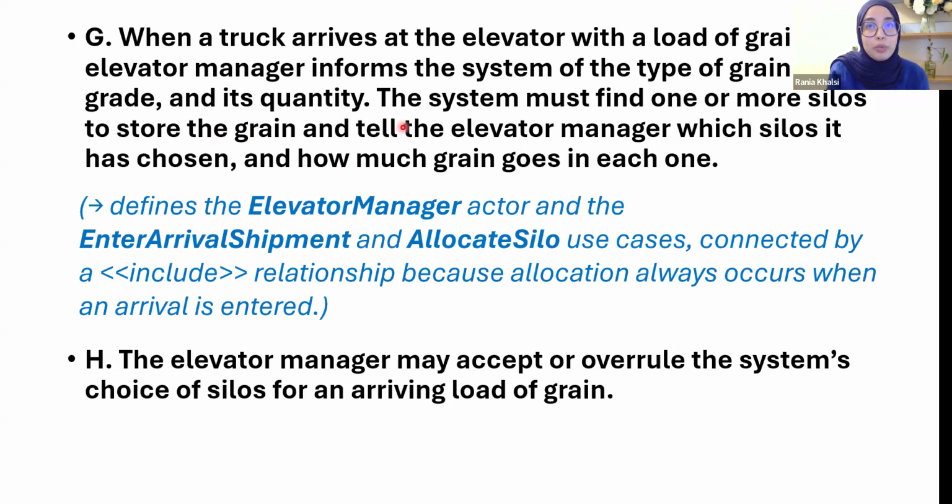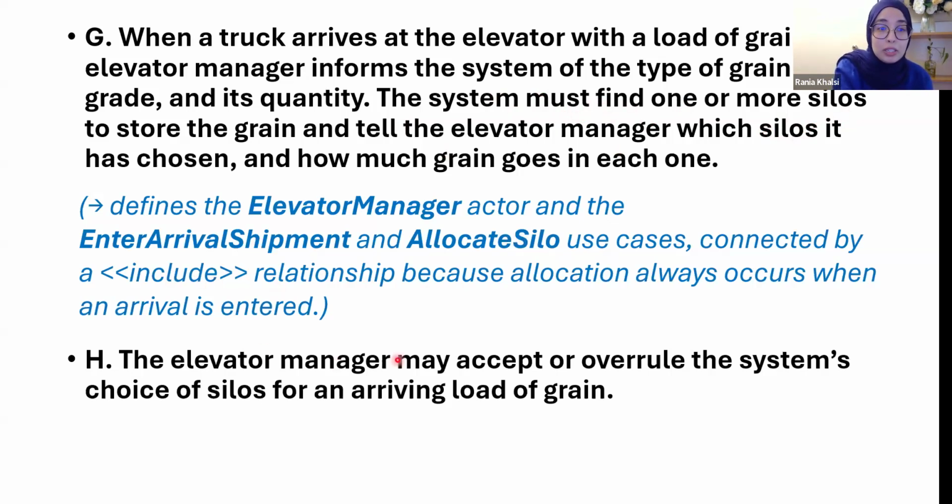So how can we connect these use cases? It can be connected via an include because it mentions that it's a must, okay. If you have an arrival shipment, the system must find some silo. It must allocate. It's not a joke. It's an obligation. So it's not an option to say that it's an extend. It's an obligation. This is why we need to use an include between these two use cases, okay?